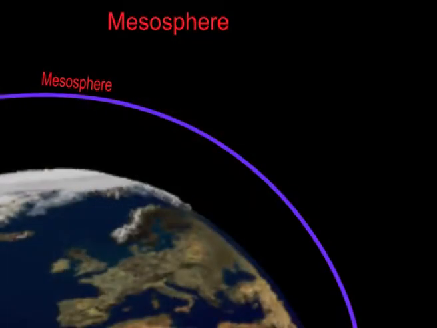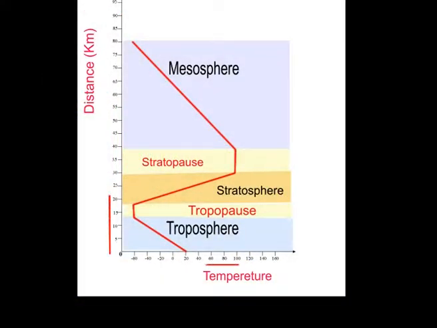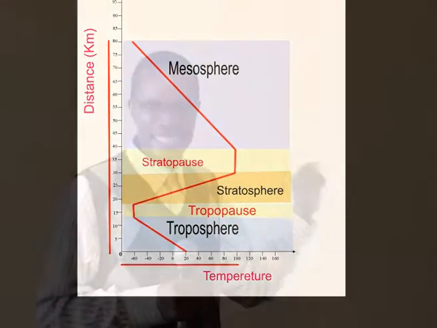Right above the stratopause lies a massive zone called mesosphere. This zone extends from 50 kilometers to 80 kilometers above the Earth's surface. Temperature decreases with increase in height, with the lowest temperature of negative 90 degrees Celsius. This means that this zone experiences a positive lapse rate, just like in the troposphere.